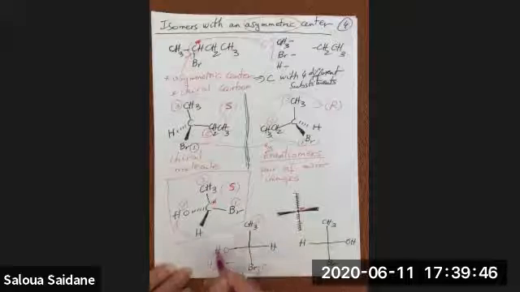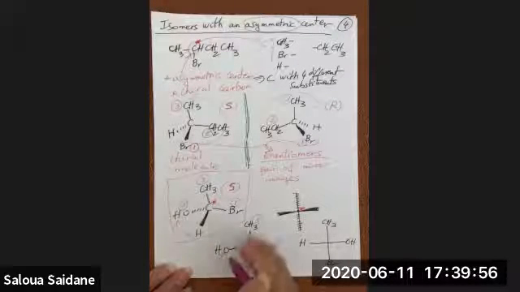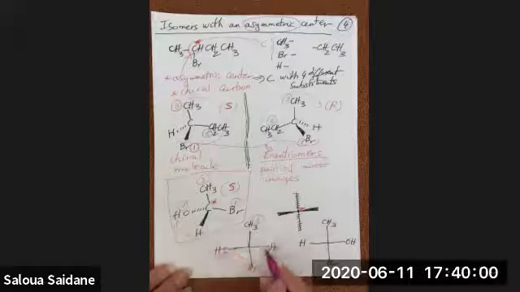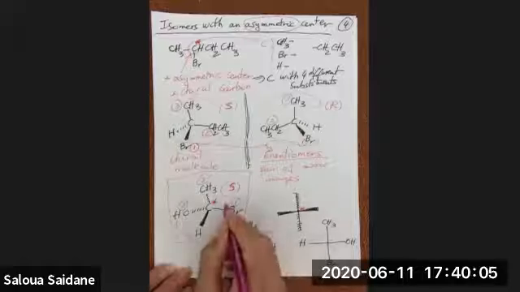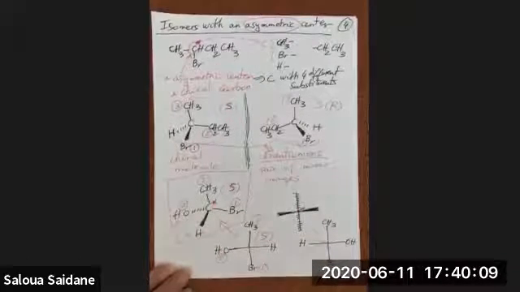We're going clockwise. You can see that we're going clockwise, but the H is in the front. So if we're going clockwise and the H is in the front, if the H were in the back, it would be counterclockwise. If I go clockwise, it's R, but since H is in the front, this is the S. So this is the correct one. This is not the correct one.